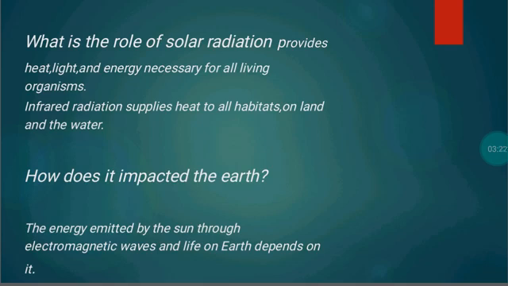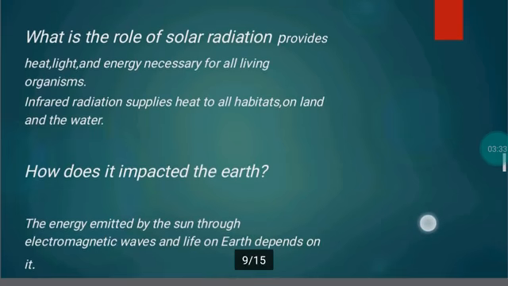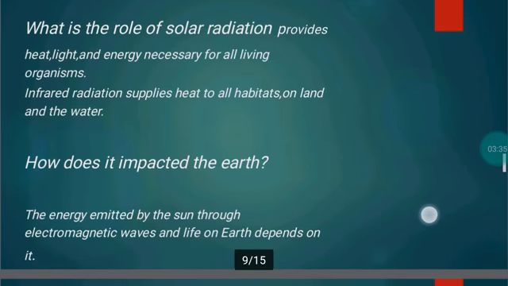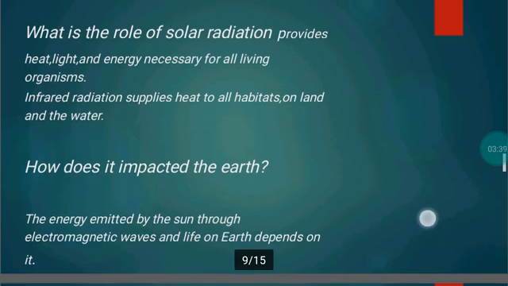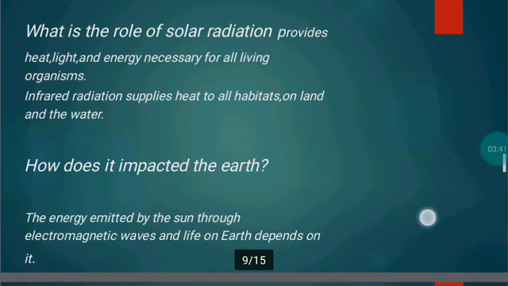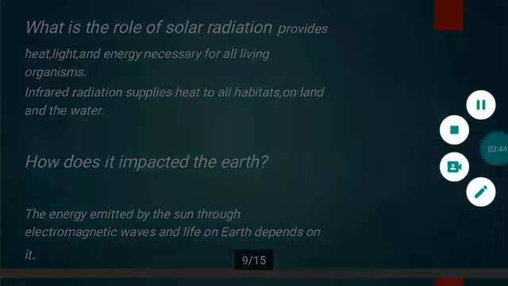What is the role of solar radiation? Solar radiation provides the heat, light, and energy necessary for all living organisms. Infrared radiation supplies heat to all habitats on land and in the water. And how does it impact the Earth? The energy emitted by the sun through electromagnetic waves, and life on Earth depends on it.